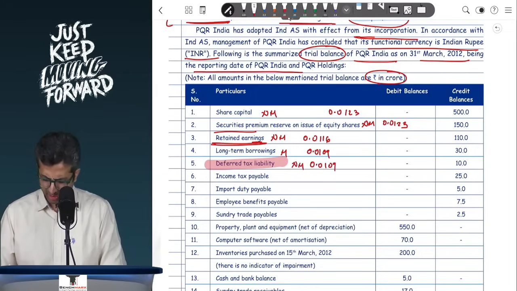Okay, current income tax payable, monetary. Import duty payable, again monetary. Employee benefits payable, monetary, like salary payable. Sundry creditors payable, monetary. Can I say all of these are going to be converted at the closing rate only?